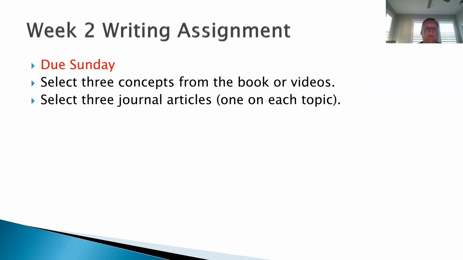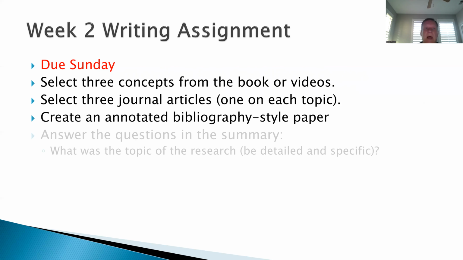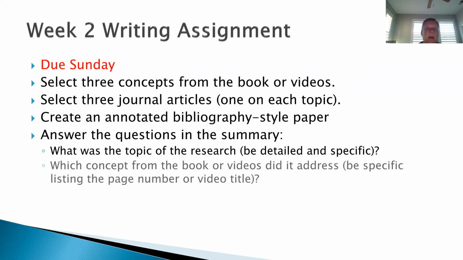Then your writing assignment, then you'll select 3 concepts from the book or video, select 3 journal articles, 1 on each topic, and then create an annotated bibliography style paper. And I'm assuming you've probably done an annotated bibliography before in the MPA program. Annotated bibliographies are very common types of assignments that you have in graduate programs. They afford you the opportunity to gain exposure to peer-reviewed journal articles, to read and analyze those articles, and then to be able to distill the important aspects of each article into a paragraph annotation.